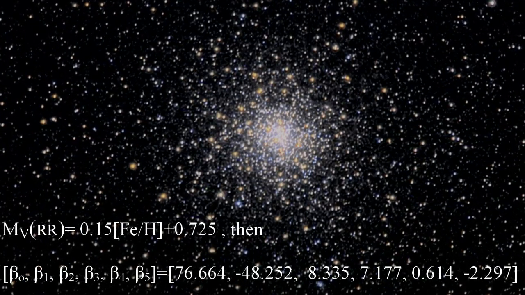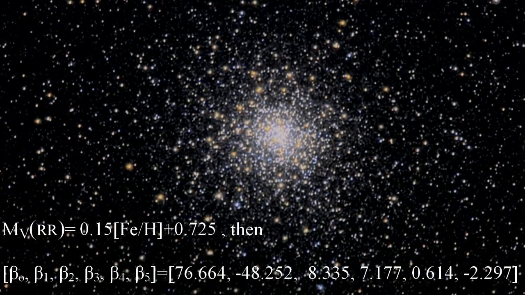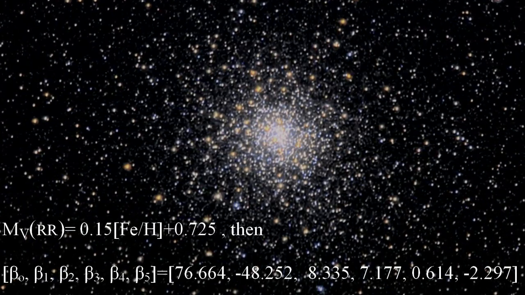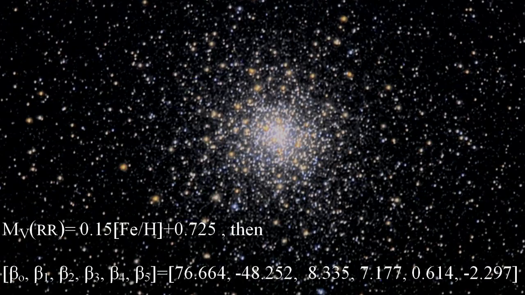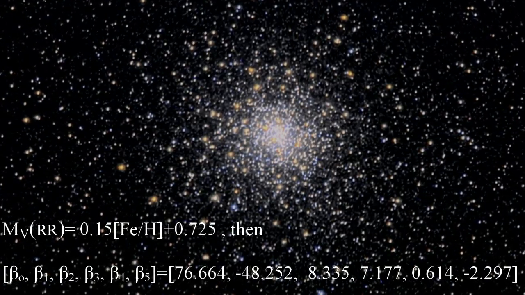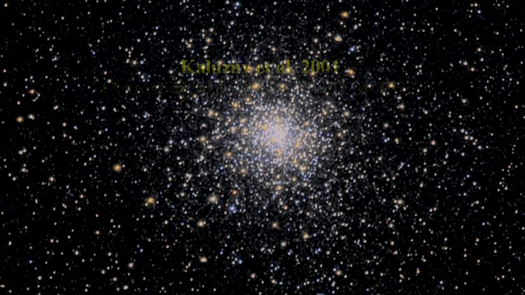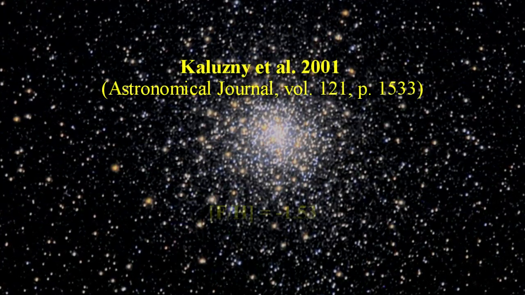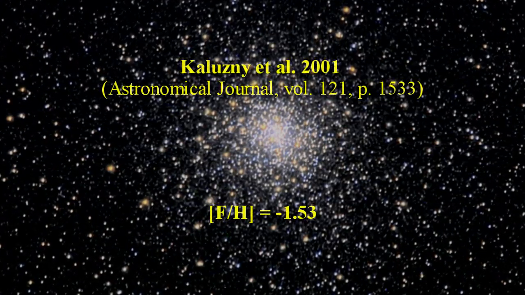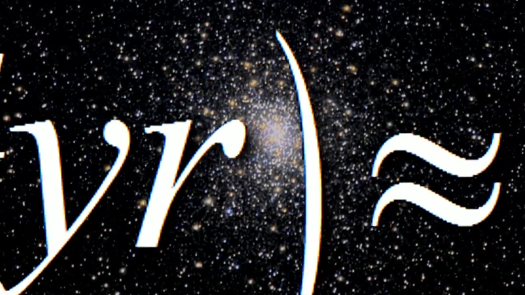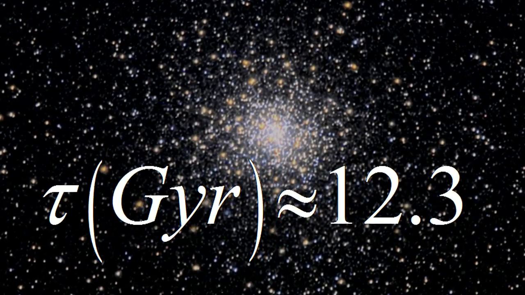The metal abundance is also necessary for the determination of the age. It can be derived from the red giant branch morphology, usually from a V-I color magnitude diagram, or even better, from stellar spectroscopy. This is beyond the scope of the current tutorial, so we'll take the value of [Fe/H] from the bibliography. [Fe/H] equals minus 1.53. Applying the previous equation, we derive an age of 12.3 billion years for NGC 6934.